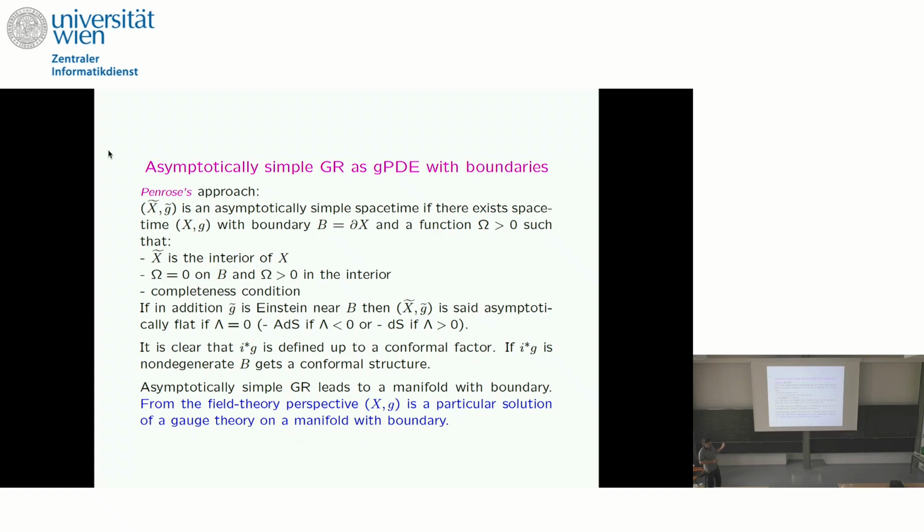And geometrically, this was explained by Penrose. And the idea is to map our spacetime into the interior of a manifold with boundary, such that if we allow for a conformal transformation of the metric, the transformed metric is well defined on the boundary.